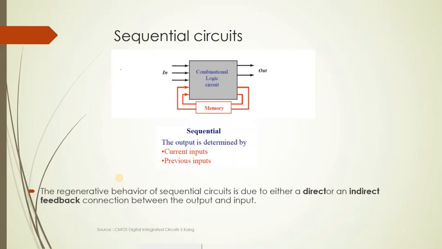Sometimes we use a term called regenerative behavior and non-regenerative behavior. So your sequential circuits are known to have regenerative behavior. It may be direct feedback or it may be indirect feedback connection between input and output. So if you have a look at this block diagram, you can find out that this is your input, this is your output, and your output is being fed back to the input using a loop. So this is how things go in your sequential circuit.